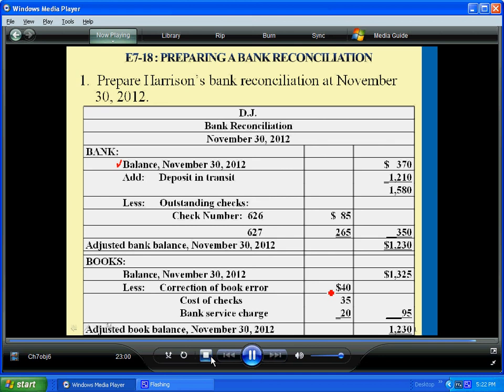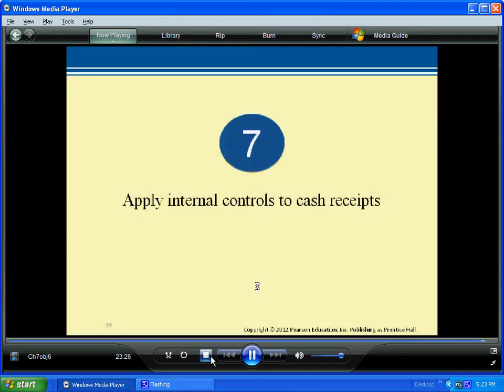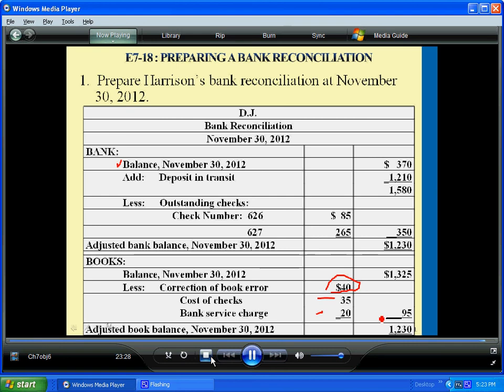The cost of checks, $35. I'm sorry, we're not going to add that back. We're going to subtract that correction of the book error, $40. My apologies. Okay, the cost of the checks, $35, we're going to subtract that, and then we're going to subtract the service charge. So after those adjustments are made, our adjusted book balance will be $1230. So that's how you would prepare a bank reconciliation.